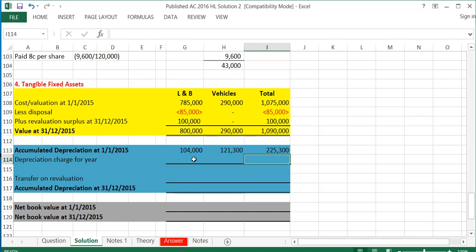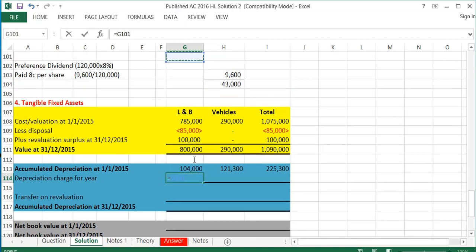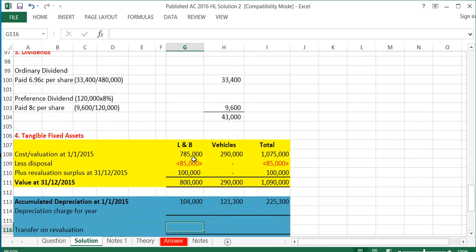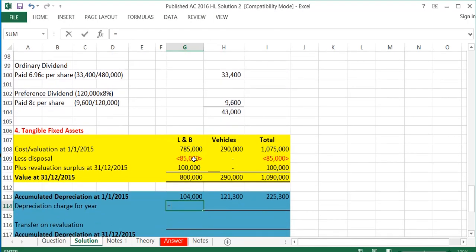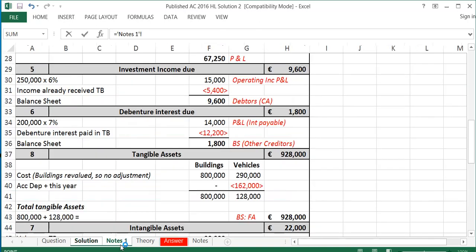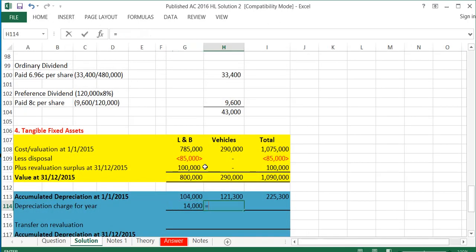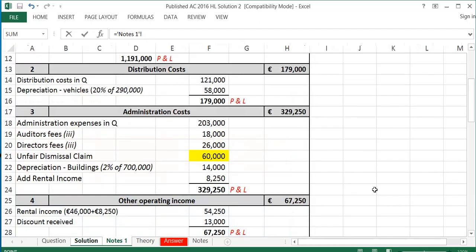The depreciation charge for the year: we actually have these above, and we're going to add on the depreciation charge for the year. But the depreciation charge for land and buildings, I will get from up here. No, sorry, they're not. I have to put them in separately. So I'll go back to my notes. The depreciation for land and buildings, I will get in my admin expenses note, is 14,000. My depreciation charge for the year for vehicles, I will get in my selling and distribution.